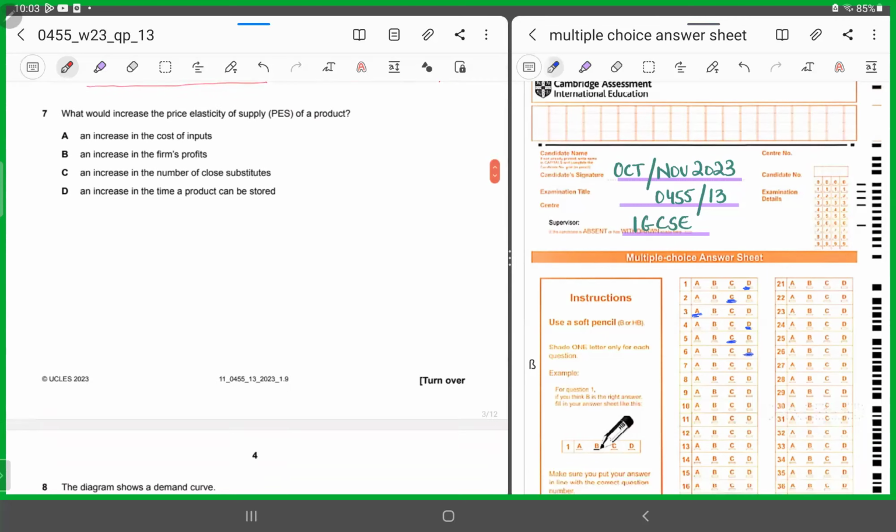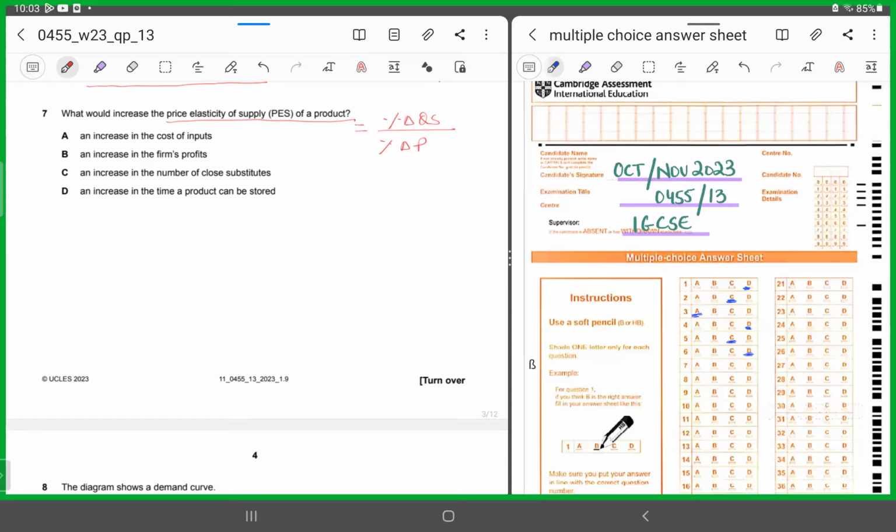Number 7 says, what would increase the price elasticity of supply of a product? Now, we all know price elasticity of supply measures the responsiveness of supply to changes in price, right? So it shows percentage change in quantity supplied upon percentage change in price, right? Now, we all know that what?